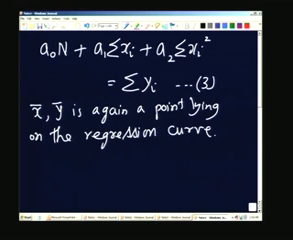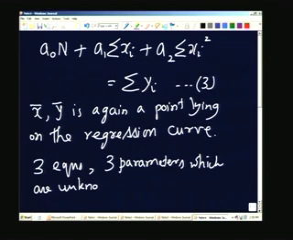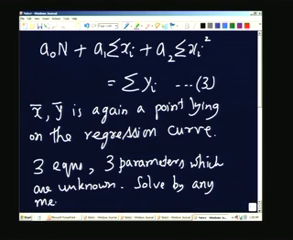So, we have 3 equations and 3 parameters which are unknown, and we can easily solve for these by using Cramer's rule, or by successive elimination, or solve by any suitable method. Of course, this is how one would get the answer, by actually working out the problem.